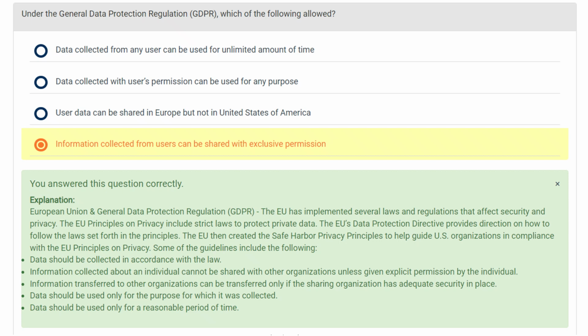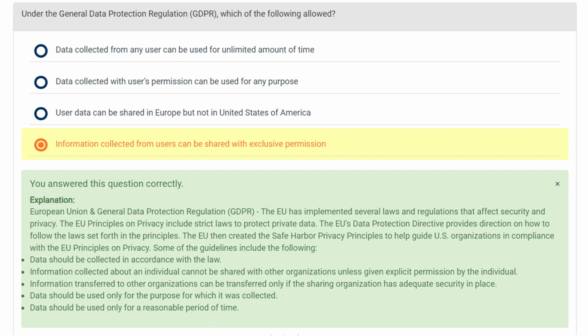The EU then created the Safe Harbor privacy principles to help guide US organizations in compliance with the EU principles on privacy. Some of the guidelines include the following. 1. Data should be collected in accordance with the law. 2. Information collected about an individual cannot be shared with other organizations unless given explicit permission by the individual.